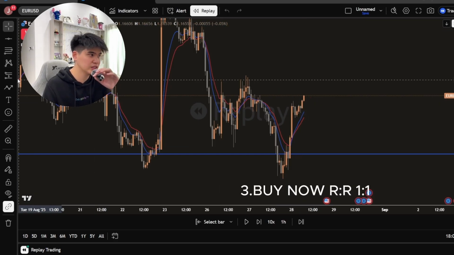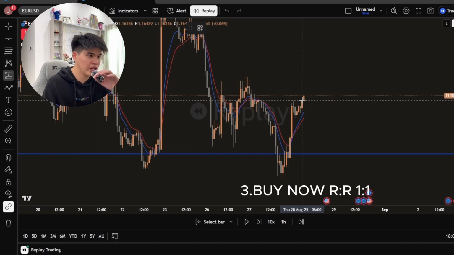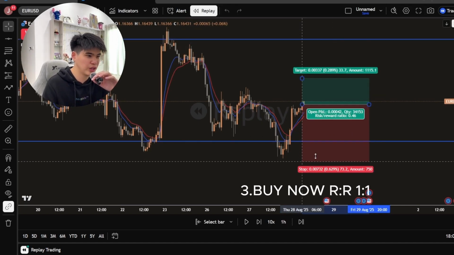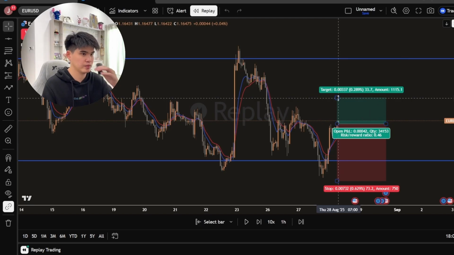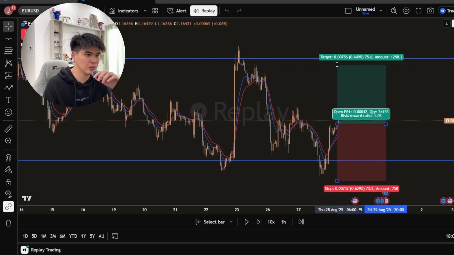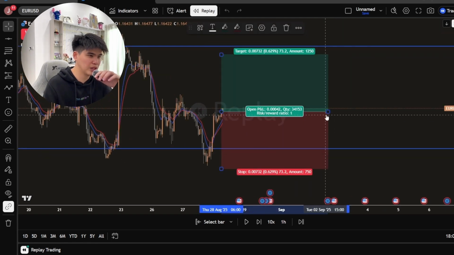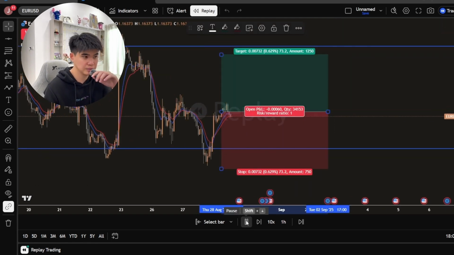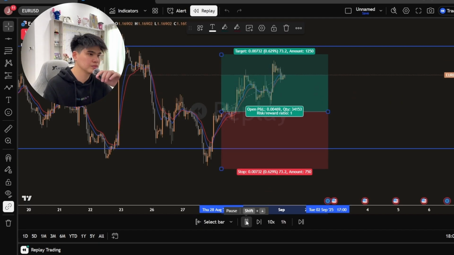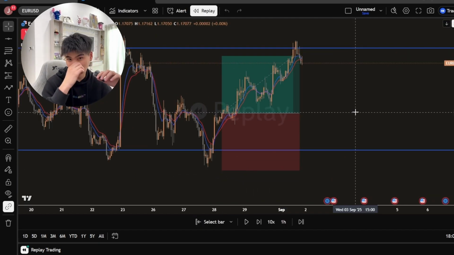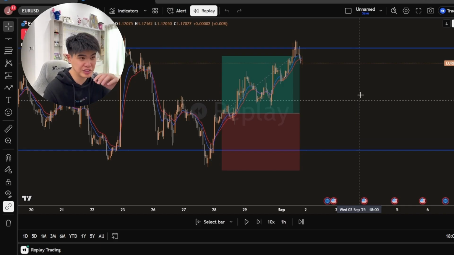Once I see this, let's just go for a buy. All right, I drop my stop loss somewhere here, about 70 pips. And I drag my take profit to somewhere here at 73 pips as well. All right, and once we enter, just let it run. Oh, congratulations, first take profit. Now price is at our resistance level.